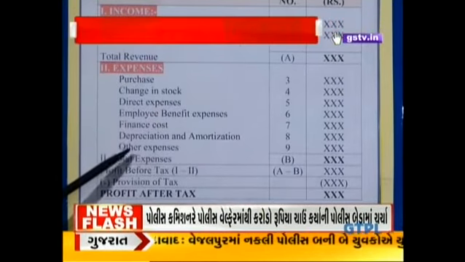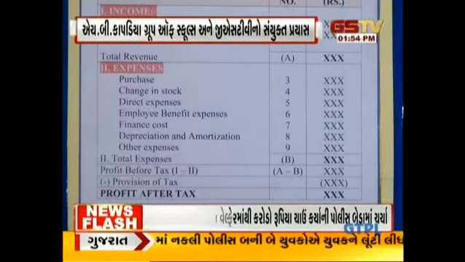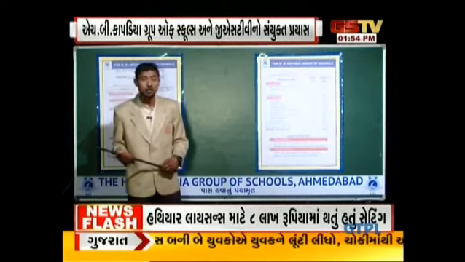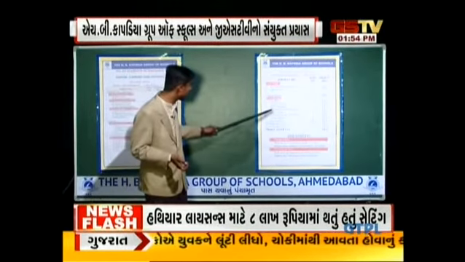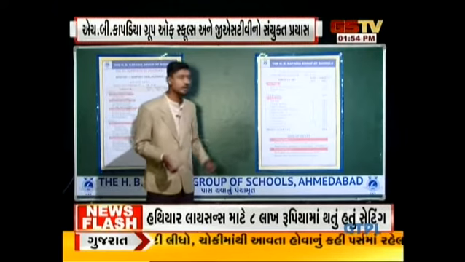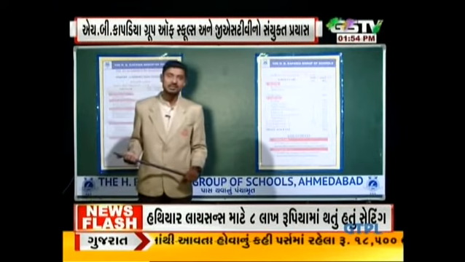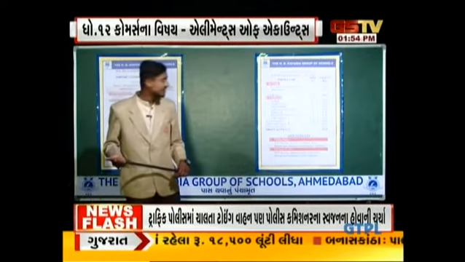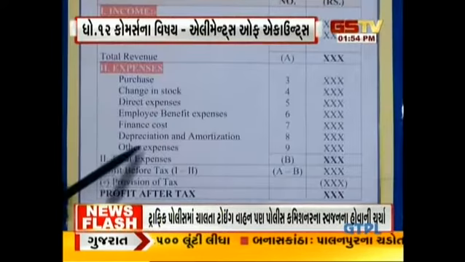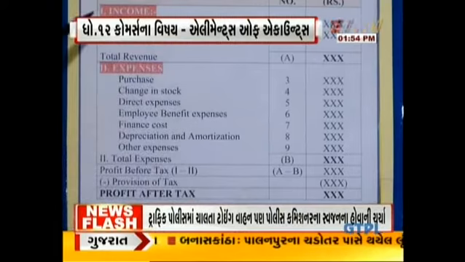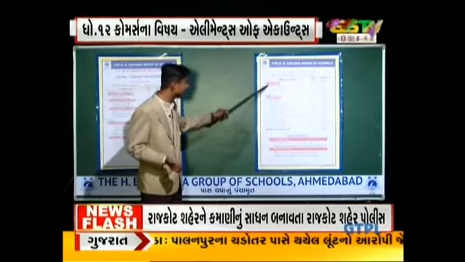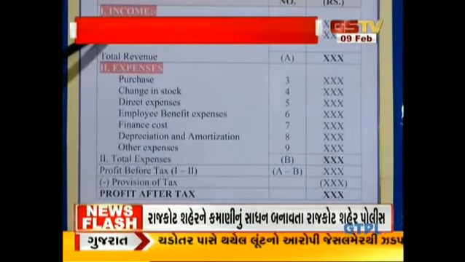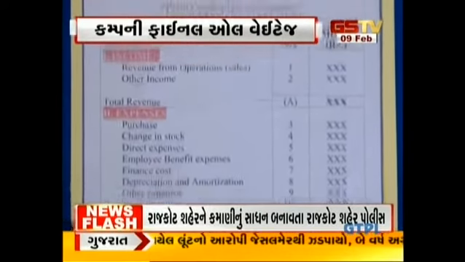The last heading is other expenses. Those expenses which do not come under any head will be written over here. For example, audit fees, rent paid, printing and stationery, etc. expenses will be mentioned over here. So income and expenses headings are completed. We have discussed all the incomes and all the expenses.